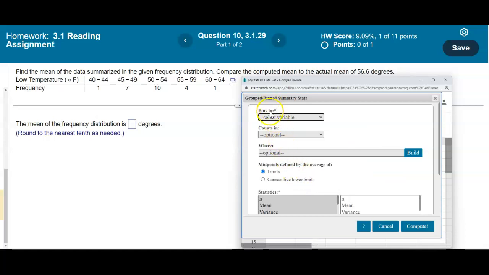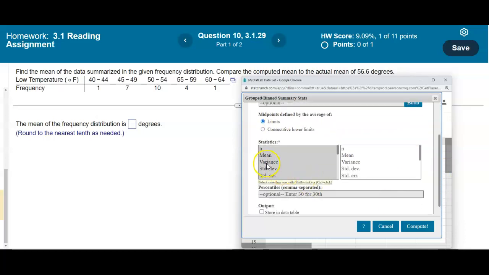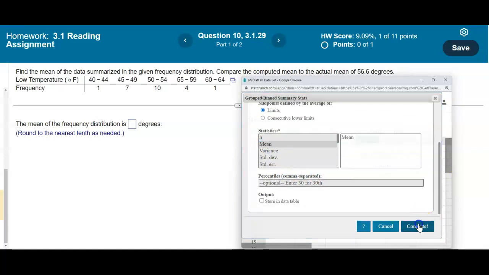Now the bins in are going to be the first row here, which is the low temperature. So we're going to go ahead and select that. Now where are the counts? We know the counts are the frequency, so therefore we're going to call that the frequency. Now, midpoints defined by the average of, we're going to leave this as limits. And then, because we want to be able to find the mean, we're going to select the mean. And now we're just going to go ahead and select compute.